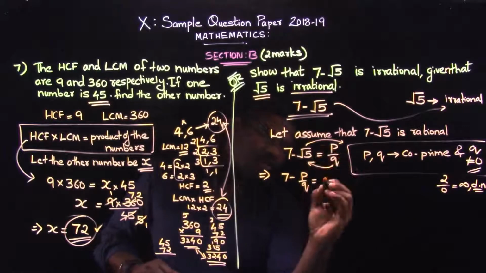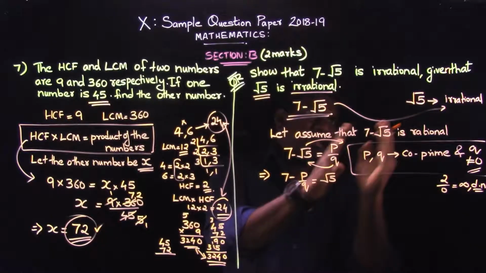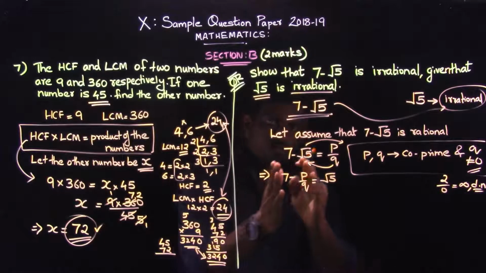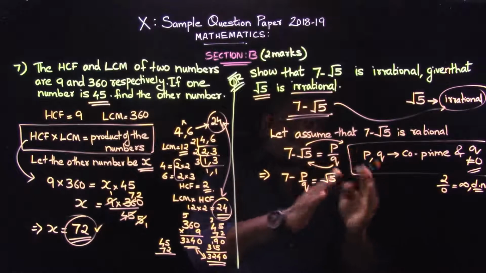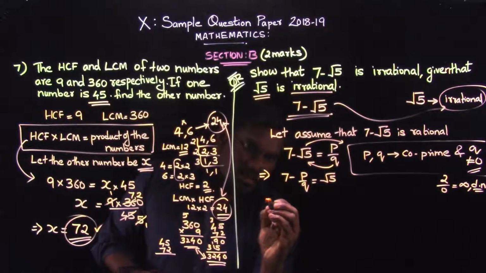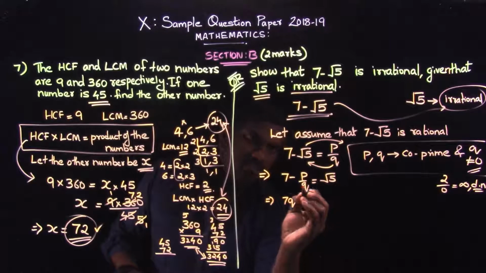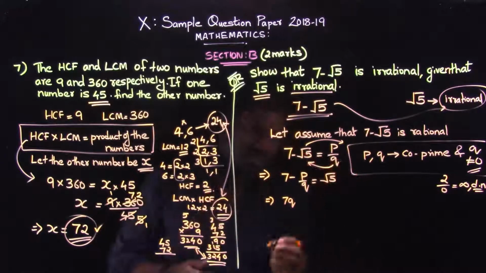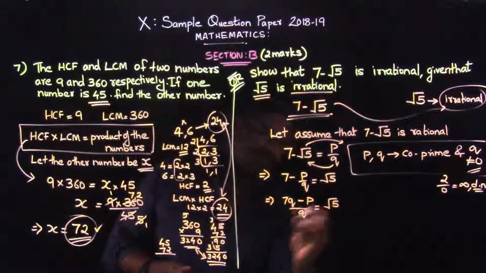Why I'm doing so is to bring the root 5 to the other side, because I already know that root 5 is irrational. I want to take that part which I already know is irrational, bring it to the other side, because I want to prove that this one is irrational. So I brought it here. Then if you want, you can take the LCM and do it. It could be 7Q, okay, Q divided by 1 then into 7 is 7Q minus P by Q is equal to root 5.